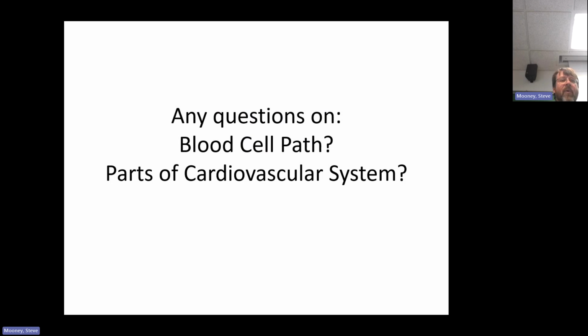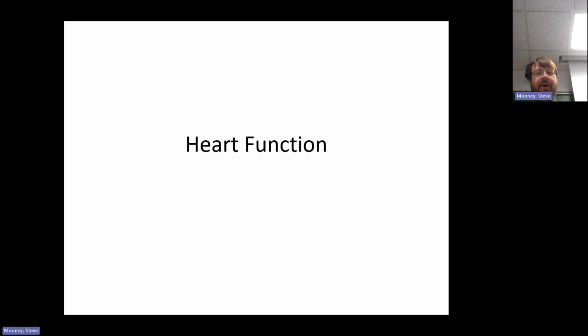So I've got a couple more study aids. I'll bring them to next class. We'll give some thought. So heart function. We've got all these parts working together to deliver blood to the rest of your body and your lungs. How does it all work together?